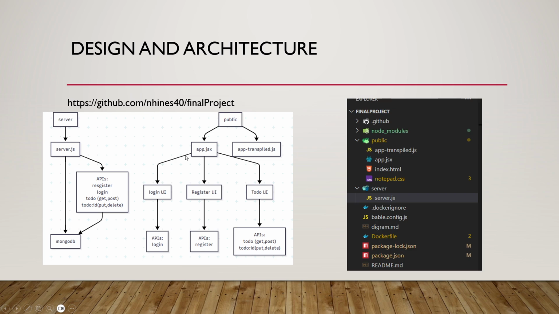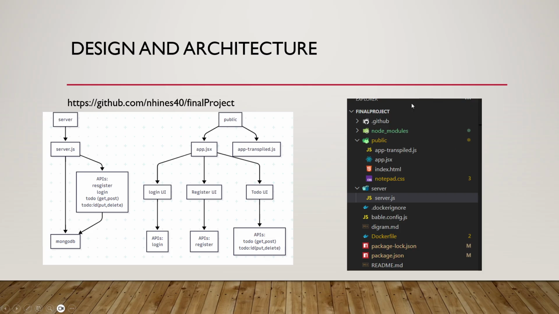We also have our public side, which has our app.jsx and the transpiled app, which is a pure JavaScript version of it. But on the public side, we have our login UI, which uses the login API, our register UI, which uses our register API, and our to-do list UI, which uses our various to-do and to-do ID APIs.